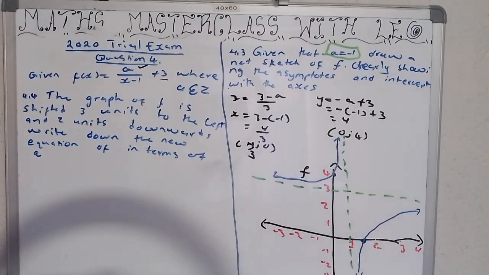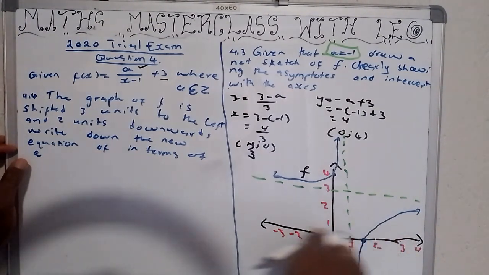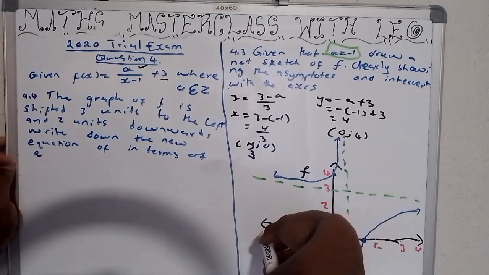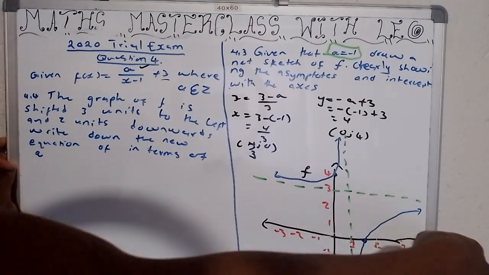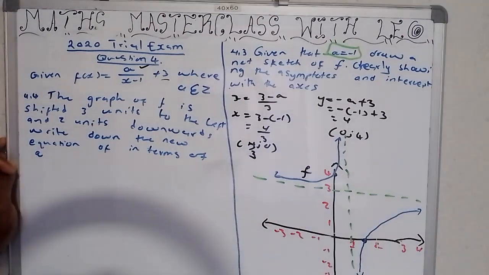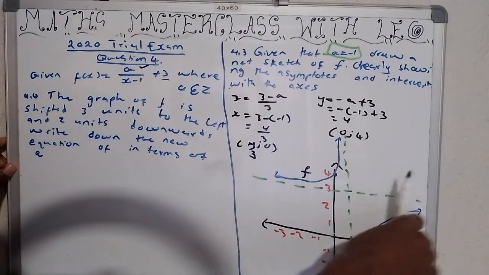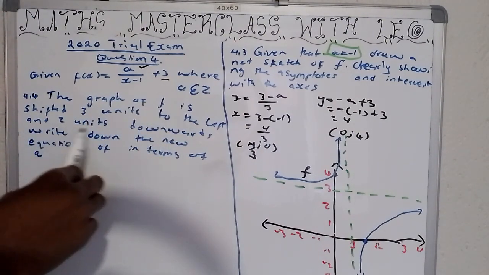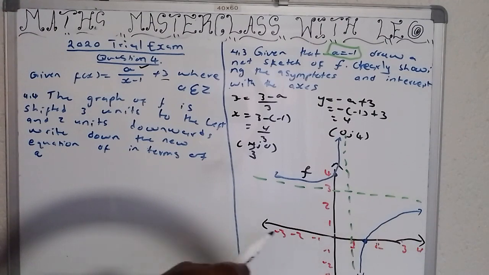Okay. We have the last question, which is part of question 4. They say the graph of f is shifted 3 units to the left. 3 units meaning it is affecting this part, the x, right? It is affecting this part. If they say shifted to the left, it will move this side, right? So now they say it is to the left, right?